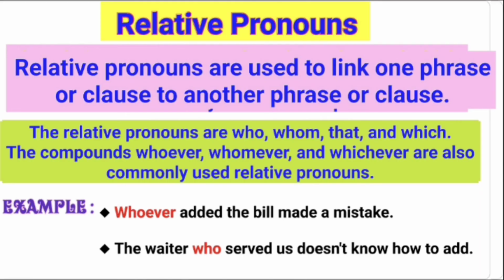Our next pronoun is the relative pronoun. Relative pronouns are used to link one phrase or clause to another phrase or clause. The relative pronouns are who, whom, that, and which. The compounds whomever, whoever, and whichever are also commonly used as relative pronouns. So the first sentence, whoever added the bill made a mistake. Whoever is a compound relative pronoun. And the waiter who served us does not know how to add.